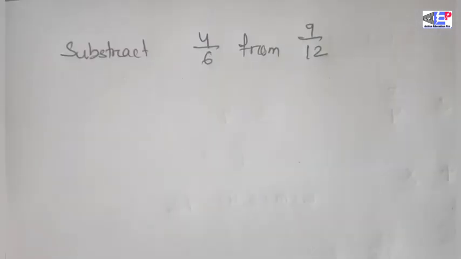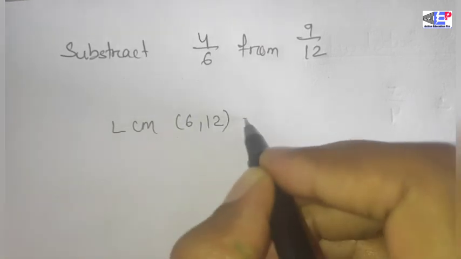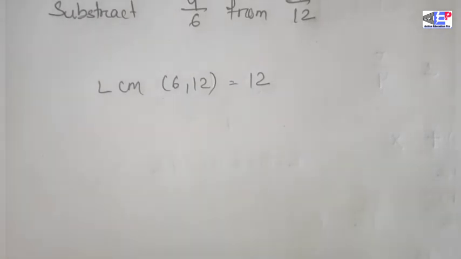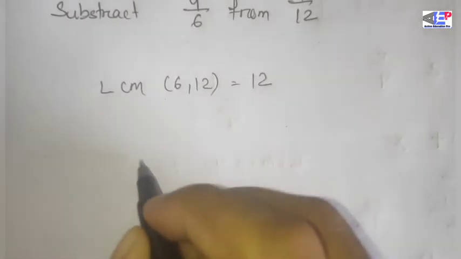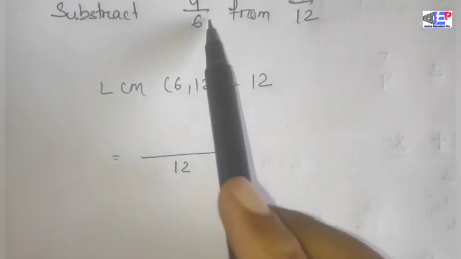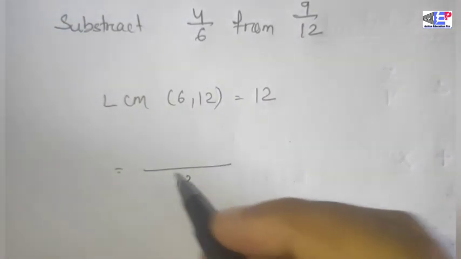The next example of subtraction is subtract 4 by 6 from 9 by 12. In this case the denominators are different from each other, so first take the LCM of 6 and 12. It will be 12, because 12 is a multiple of 6 and it is also a multiple of itself. So first write the LCM, then divide the LCM by the denominator. 12 by 6 is 2, and then multiply with the numerator. 2 into 4, it will be 8.